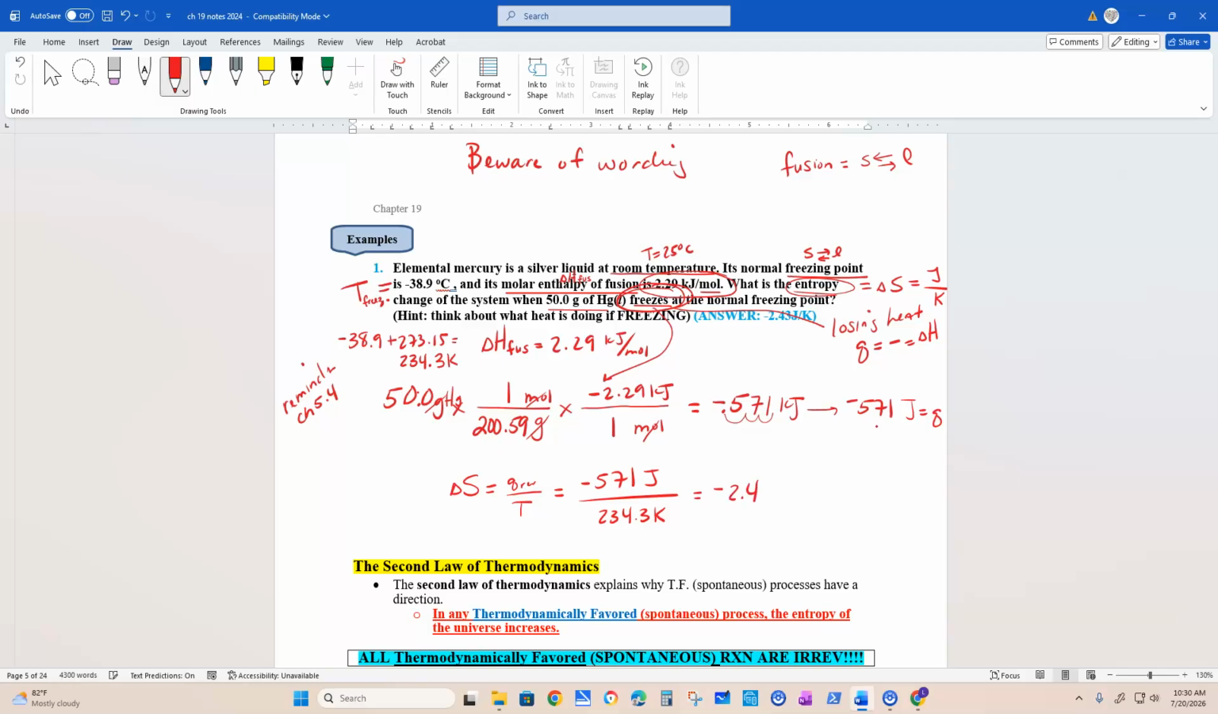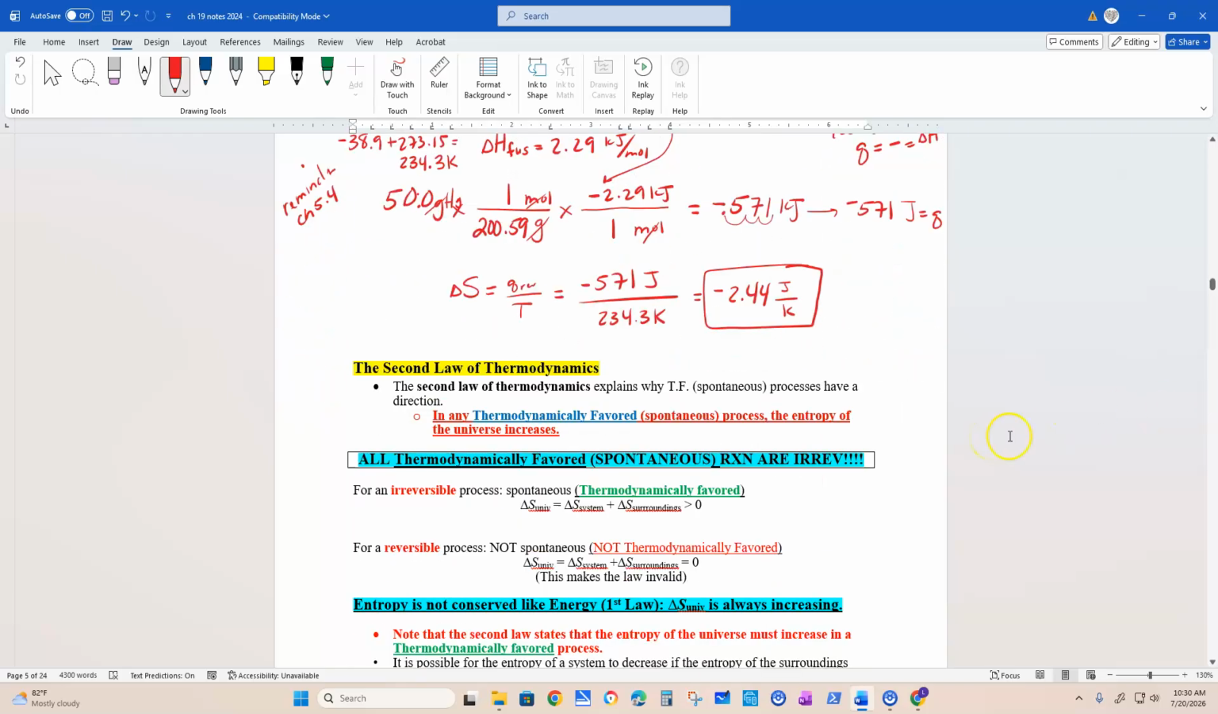Negative 2.44. I think I have 4.3. But remember, you're able to be off by 1, but your sig figs have to be perfection. Okay? So that's it. It's a simple, simple equation. So just beware of the wording, okay? Because just because the number looks positive doesn't mean that it will stay positive, okay?